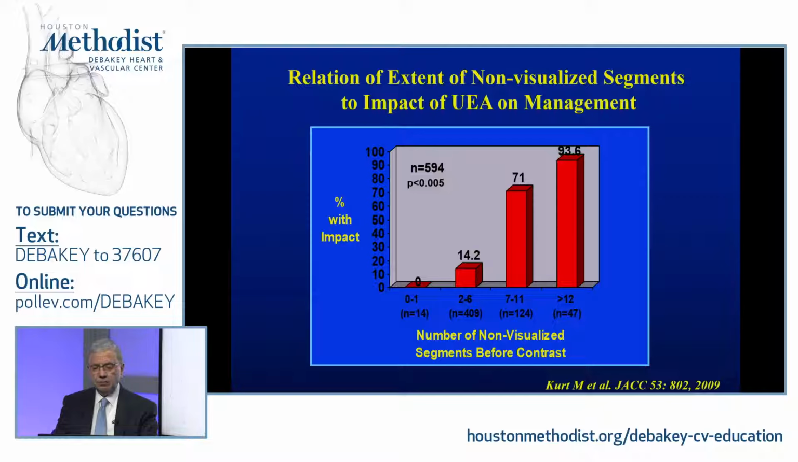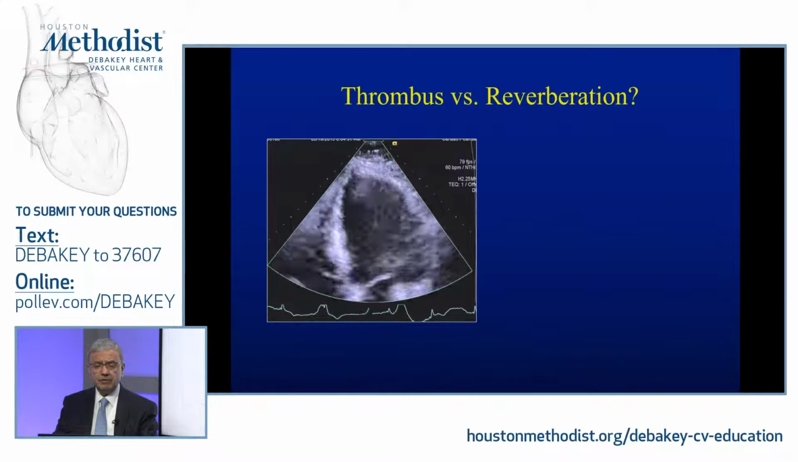And the worse, if you cannot see more, the impact is more. So here, 7 or so, almost 12 segments that are not visualized, you know that the impact is going to be very high because it's really an uninterpretable study for ventricular function or otherwise. So some cases for you here to challenge you, and you decide, is this thrombus versus reverberation?